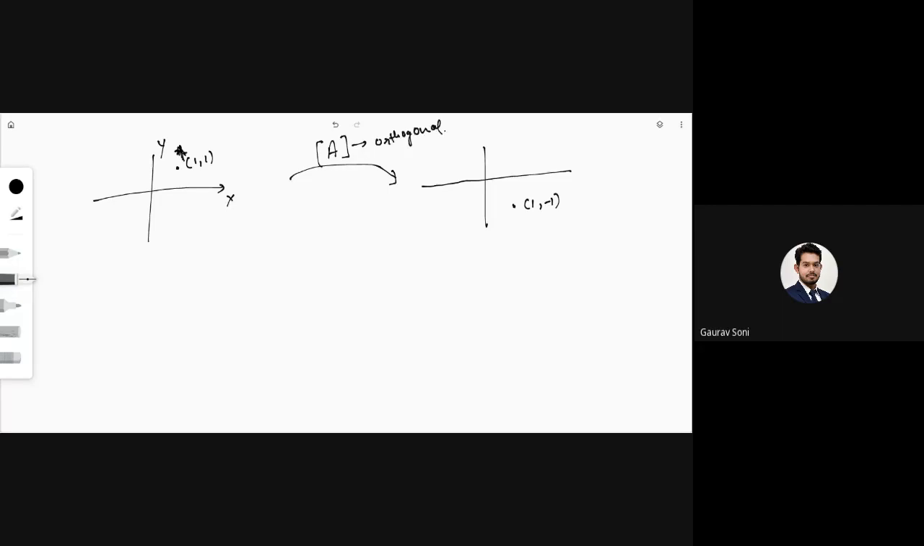So reflection can only be done when A is orthogonal, or else reflection cannot be done. So every reflection matrix is orthogonal, every rotation matrix is orthogonal. So that's why orthogonal plays a major role when we are talking about the transformations. So let us try to understand what is an orthogonal matrix.